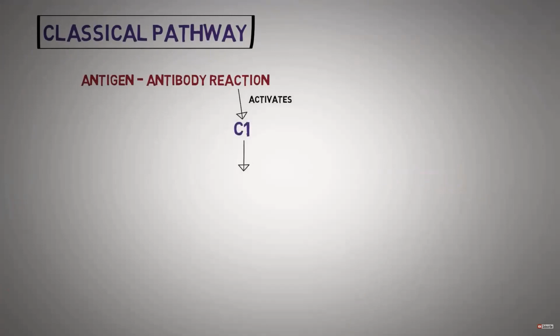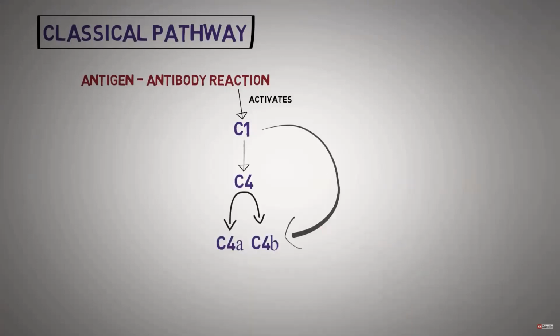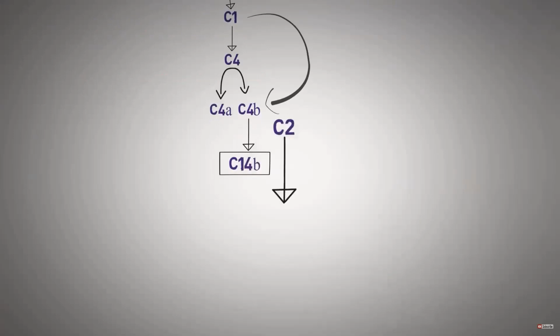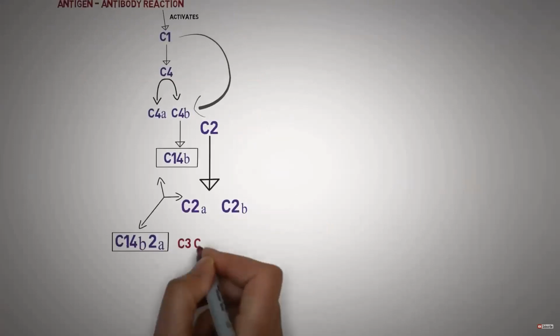The C1 component then cleaves C4 component into a smaller component C4a and a larger component C4b. The C1 combines with C4b and forms C14b. This is an enzyme which converts C2 into C2a and C2b. These two components combine and form the C14b2a. This is an enzyme known as a C3 convertase.